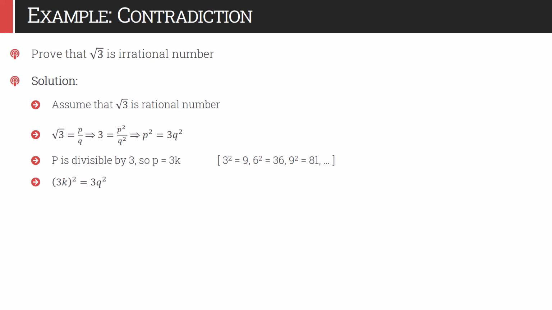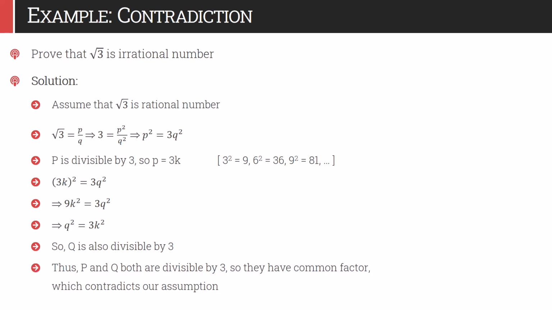Let us replace this value. So we will have (3k) square is equal to 3q square. That would be 9k square is equal to 3q square. And hence we can say q square is equal to 3k square. So for the same reason stated earlier, q is also a multiple of 3. Okay? It is also divisible by 3. And thus p and q both have a common factor.